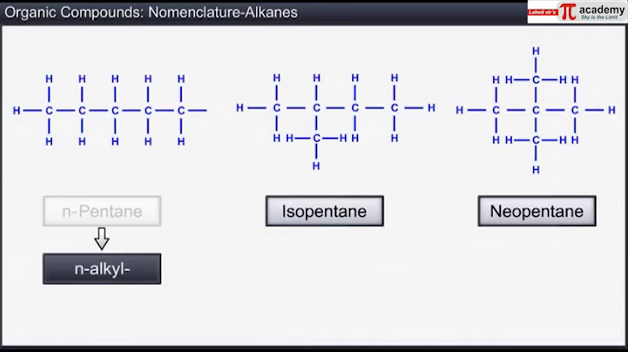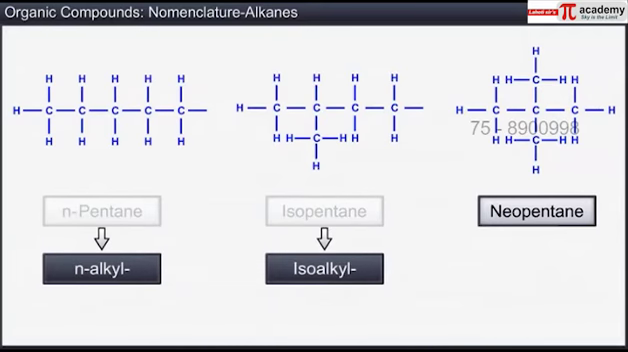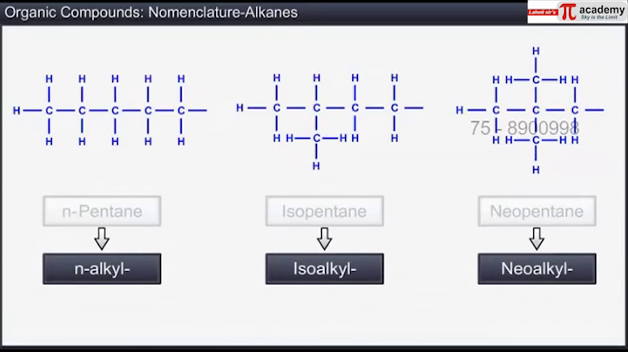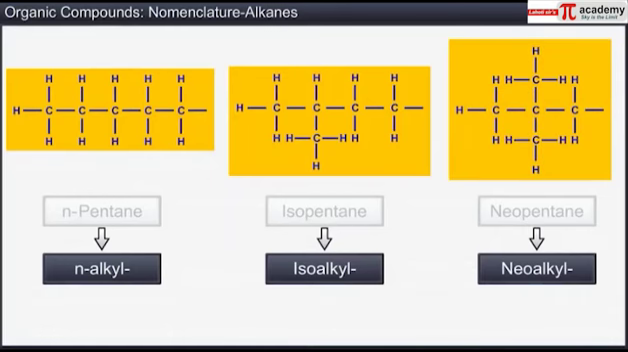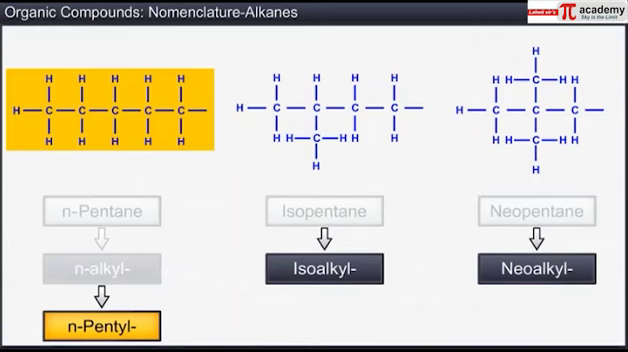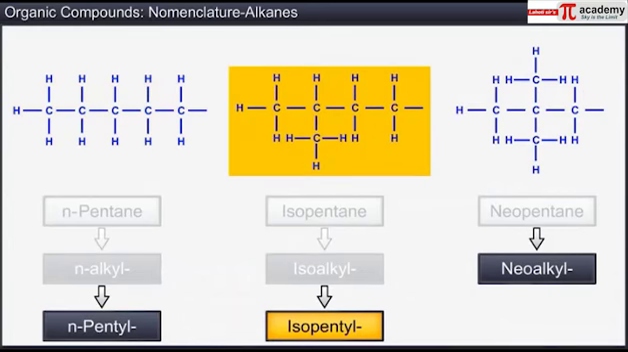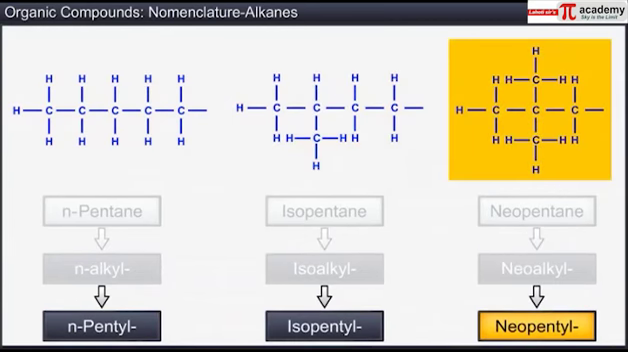The corresponding alkyl groups are named as n-alkyl, isoalkyl, neoalkyl respectively. Examples of n-alkyl, isoalkyl, and neoalkyl are shown here. They are n-pentyl, isopentyl, and neopentyl respectively.